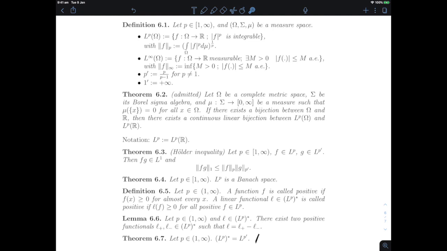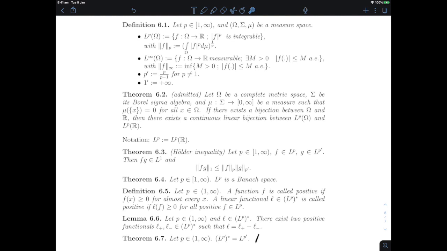Now, in exactly the same way, when you have a functional in L^p star, you can decompose it as the difference of two positive functionals. Now, it's a little harder because you cannot just take the maximum of the value and 0, because if you do that, it's not going to be a linear operation. You have to stay linear, right? L plus and L minus are going to be both elements in L^p star.